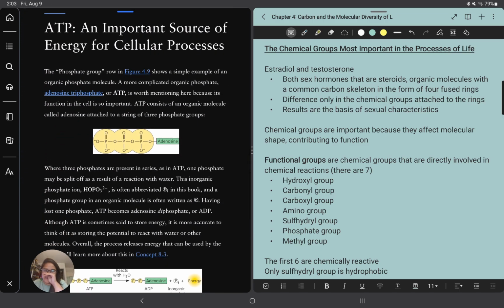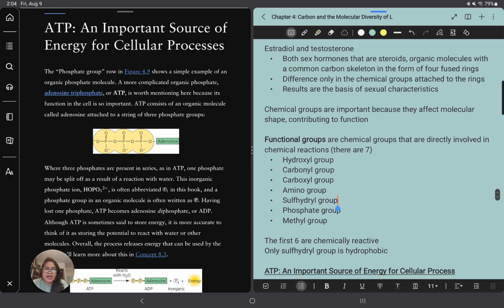And I'm gonna go over my notes. Estradiol and testosterone. Both are sex hormones that are steroids, organic molecules with a common carbon skeleton in the form of 4 fused rings. Difference only in the chemical groups attached to the rings. Results are the basis of sexual characteristics.